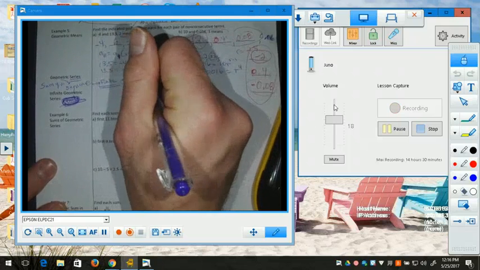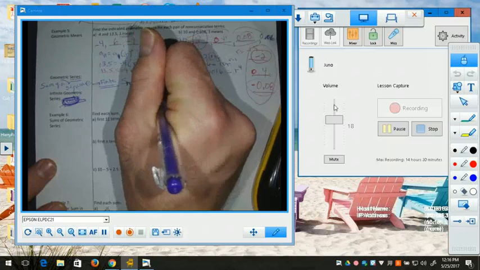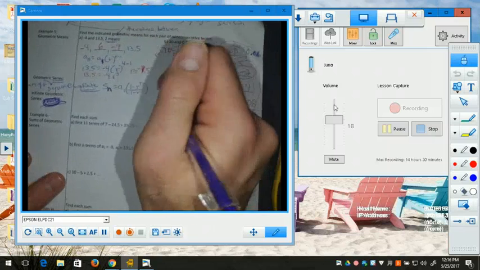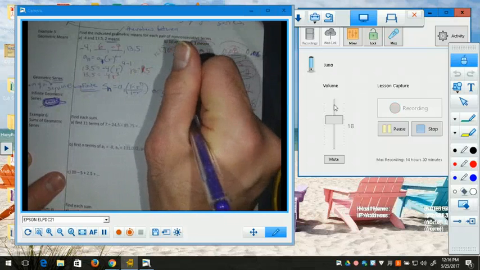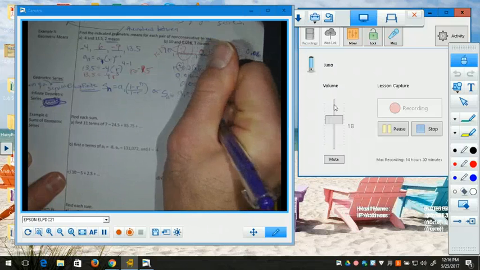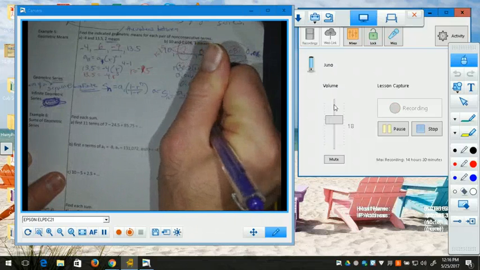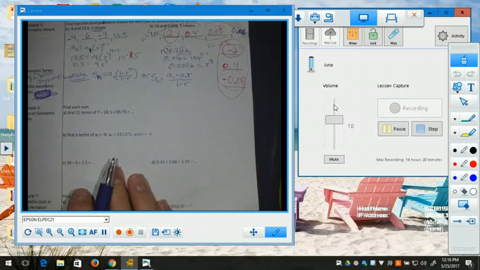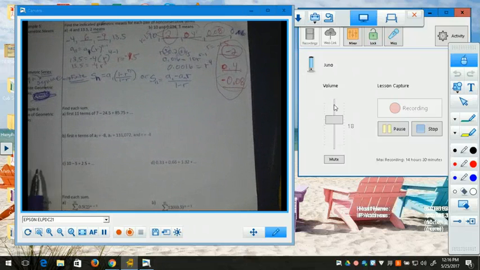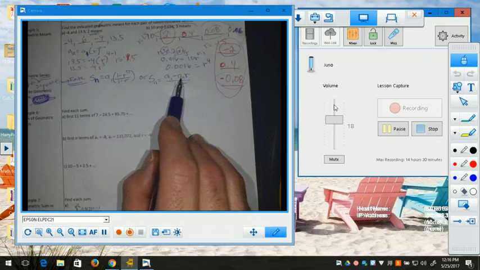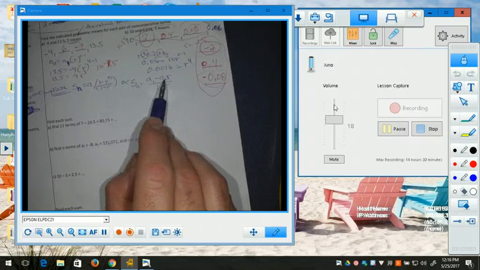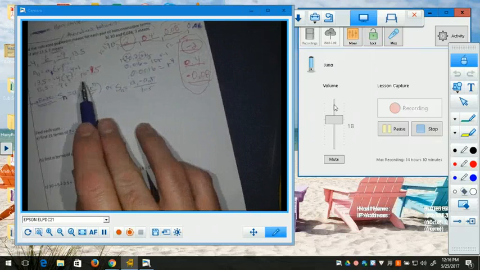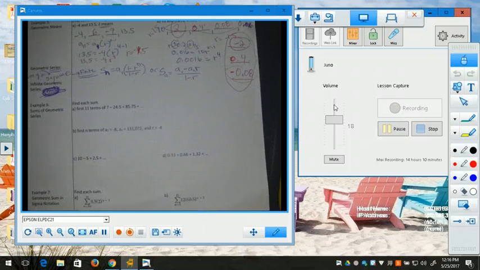You can either do a sub 1 times 1 minus r to the n over 1 minus r, or S sub n equals a sub 1 minus a sub n times r over 1 minus r. This one you would need the final position. This one you need the final term, not the final position. So both formulas can come in handy depending on what you've been given as you attempt a problem.